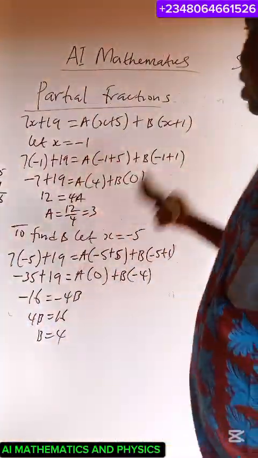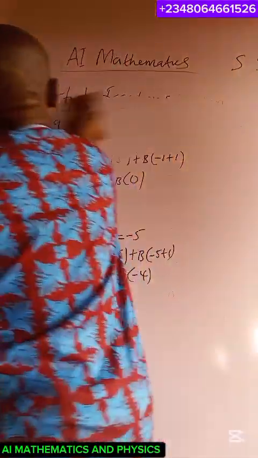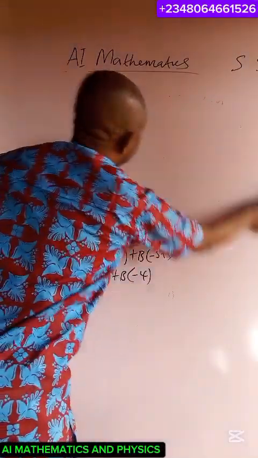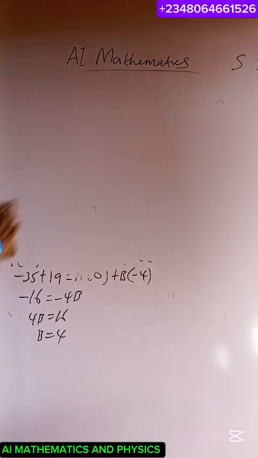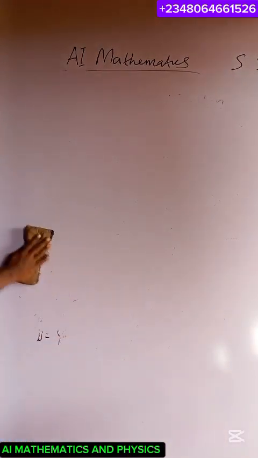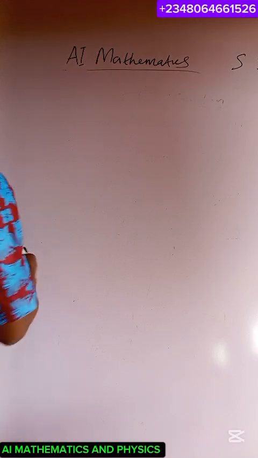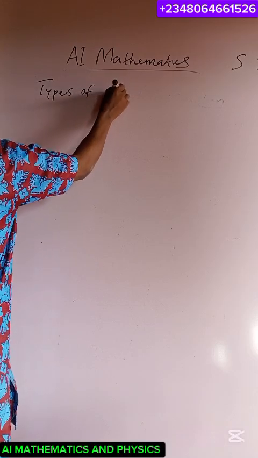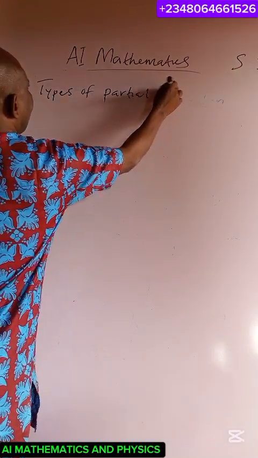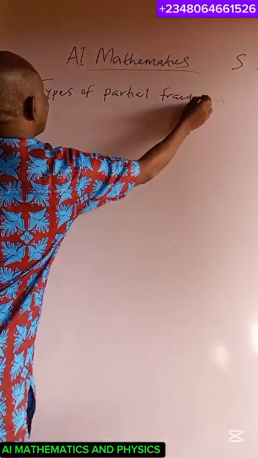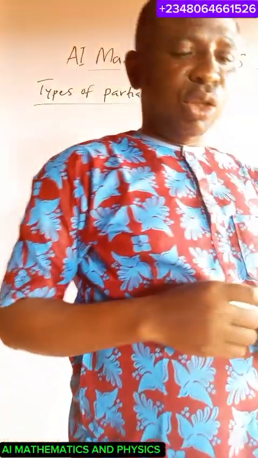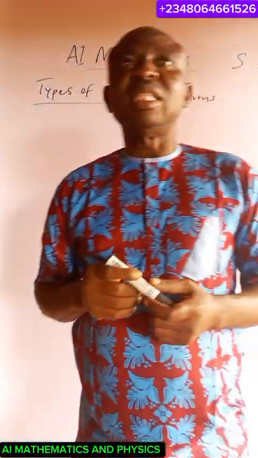Types of partial fraction. We have those with non-repeated linear factor at the denominator. Non-repeated linear factors as the denominator.